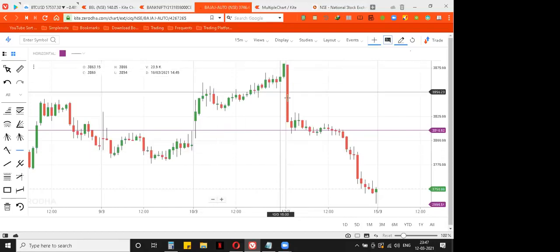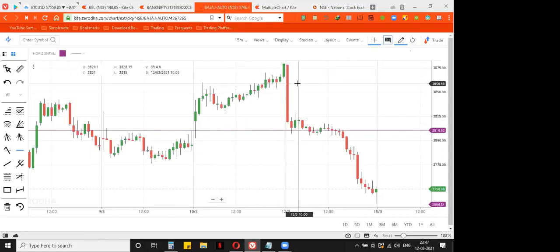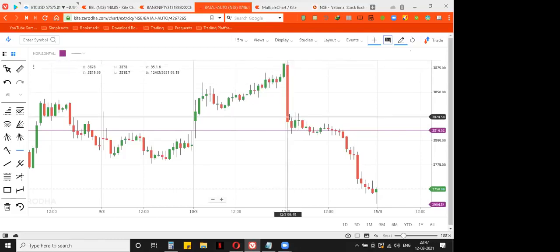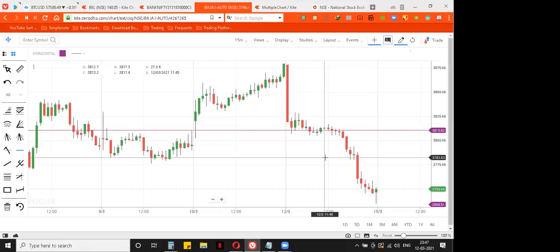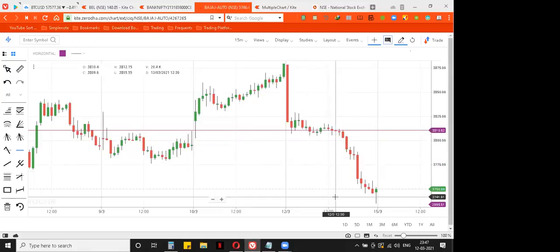But if I'm not doing an AMO and I'm coming into the market at 9:15 and seeing a big red candle, I'm not going to jump in there. I'm going to wait for a pullback and then a confirmation that price has started going back in the same direction it's supposed to go. Only after that, I'll enter the trade.